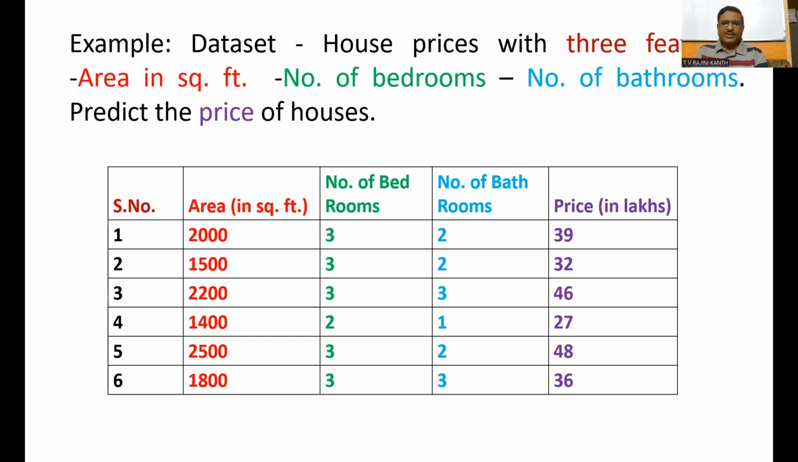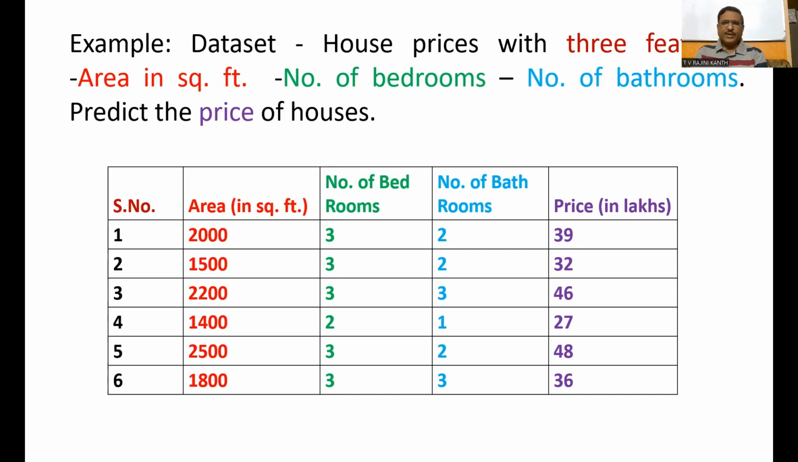If the area is 2000 square feet, with 3 bedrooms and 2 bathrooms, then the price is 39 lakhs. If it is a 1500 square feet area with 3 bedrooms and 2 bathrooms, the price is 32 lakhs. If the house is 2200 square feet, with 3 bedrooms and 3 bathrooms, then 46 lakhs. Like so, we are considering the prices of various houses. This is how a real estate person stores the data for the prices of the houses.